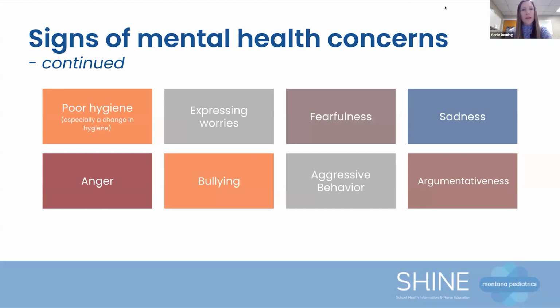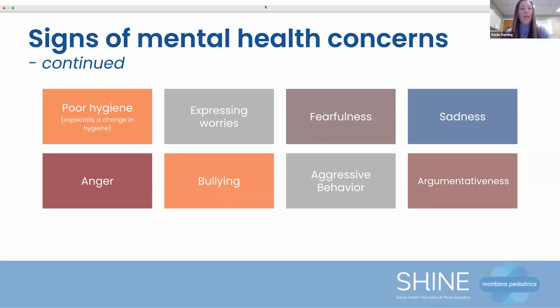And so if they've previously been presenting in a certain way, like for females, wearing makeup, wanting to look a certain way, and then you see a vast change in how they're presenting physically, that can be a signal. Also expressing worries, really stating that, this is something I'm concerned about. This is what I'm fearing. Acting fearful, acting guarded, sadness, anger.